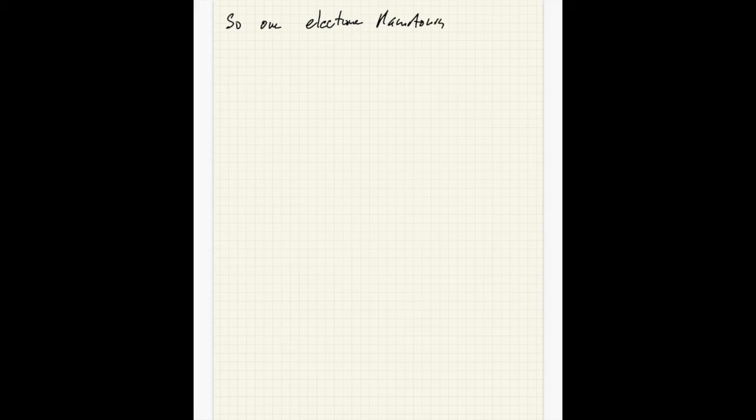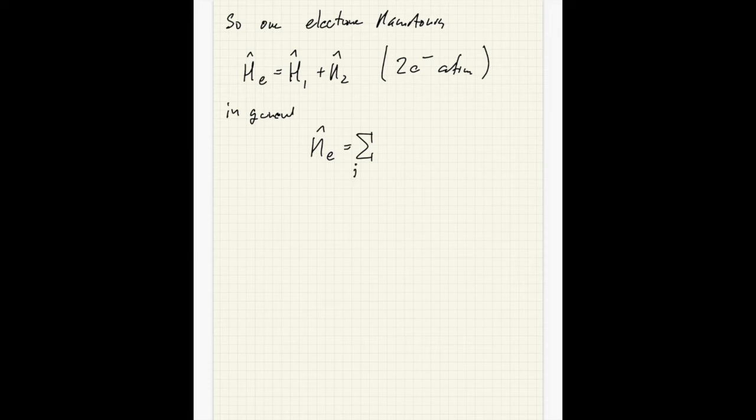Okay, so if we're going to look at our electronic Hamiltonian, we should look at how we can construct this. Again, we're going to stick with helium just because it's the most convenient, nice two-electron atom. So our Hamiltonian for the electronic part is going to be the Hamiltonian for electron 1 plus the Hamiltonian for electron 2. And in general, for any multi-electron atom or ion, the total electronic Hamiltonian is simply the sum of all the Hamiltonians for each of the electrons.